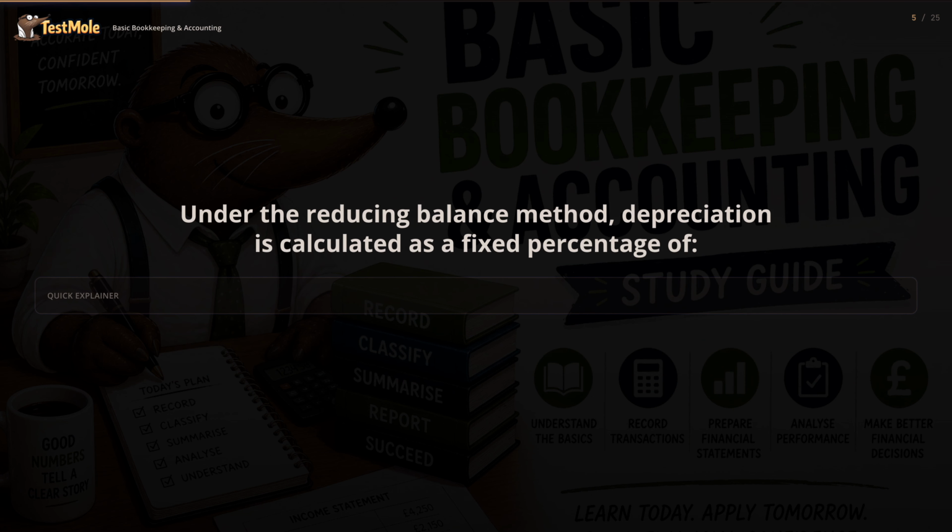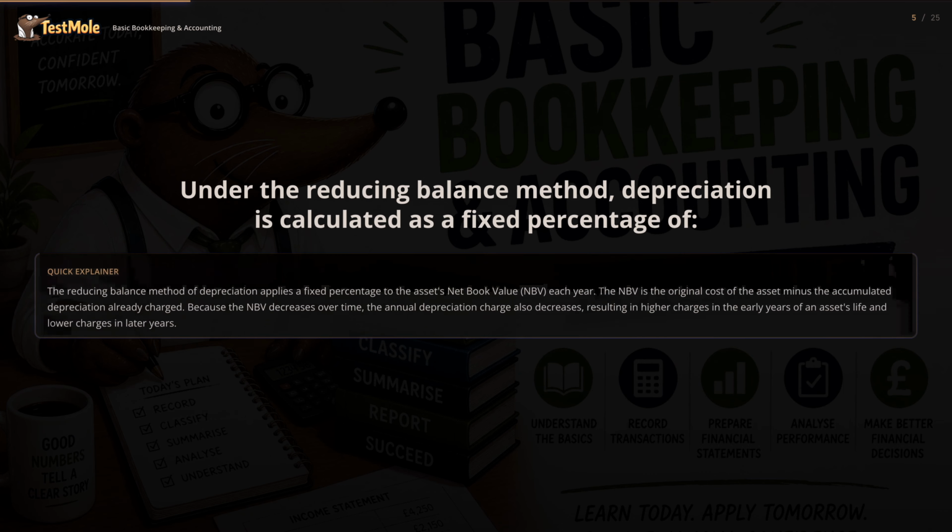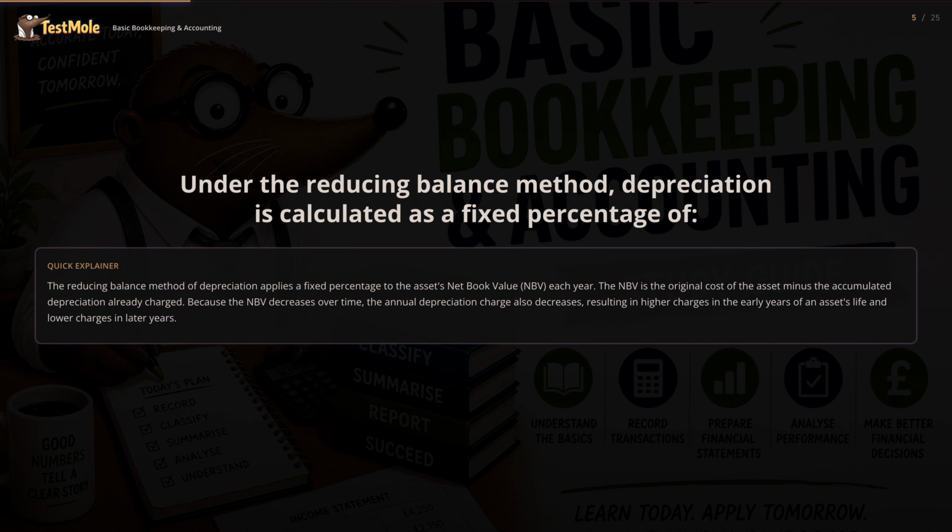Under the reducing balance method, depreciation is calculated as a fixed percentage of the asset's net book value, NBV, each year. The NBV is the original cost of the asset minus the accumulated depreciation already charged. Because the NBV decreases over time, the annual depreciation charge also decreases, resulting in higher charges in the early years of an asset's life and lower charges in later years.